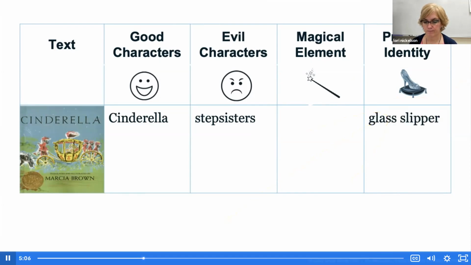Now, look at the word wand at the bottom of the screen. Where does the wand belong on our chart? Point to the correct column and explain to your learning partner why it belongs in that column.